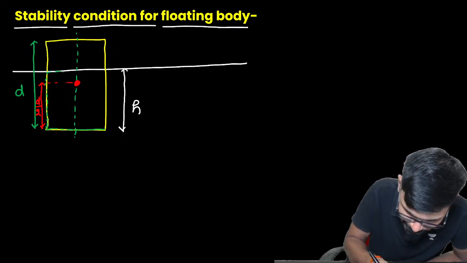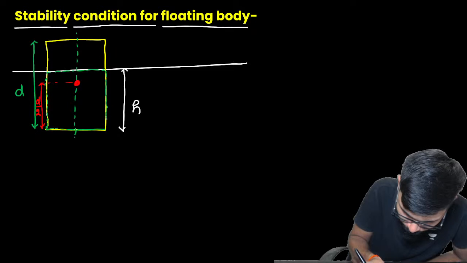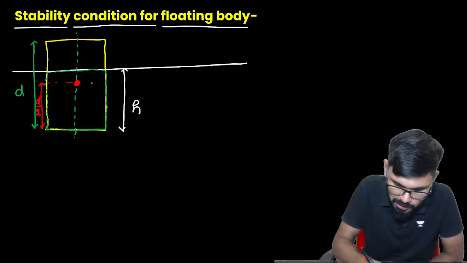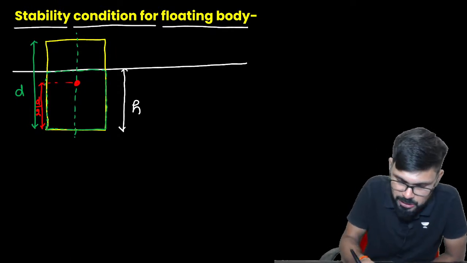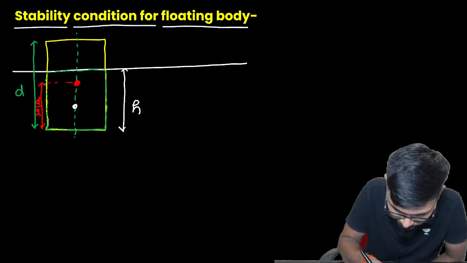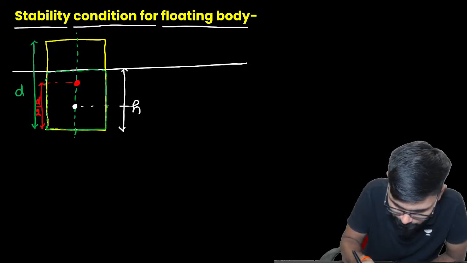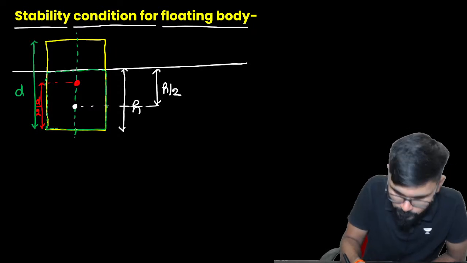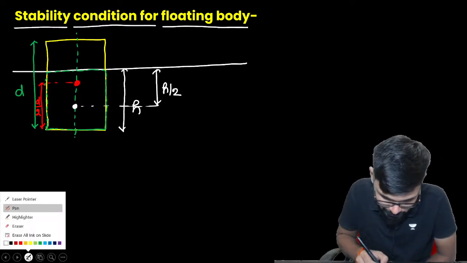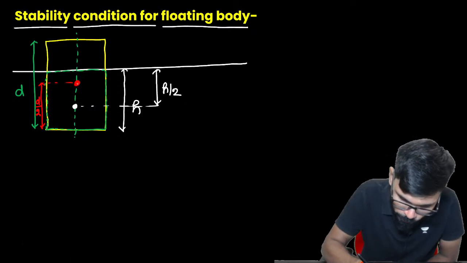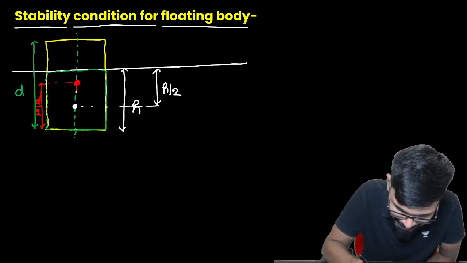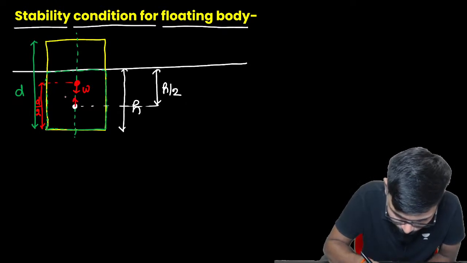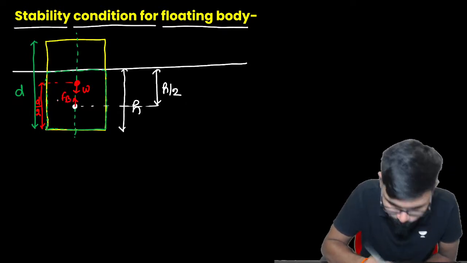This is the displaced part, right? Now it will act at the center of this displaced part, meaning H by 2. So it will act somewhere here, at H by 2. Clear? Now please listen carefully. The center of gravity is where weight W will act downward, and the buoyant force FB, which I am writing, acts upward.